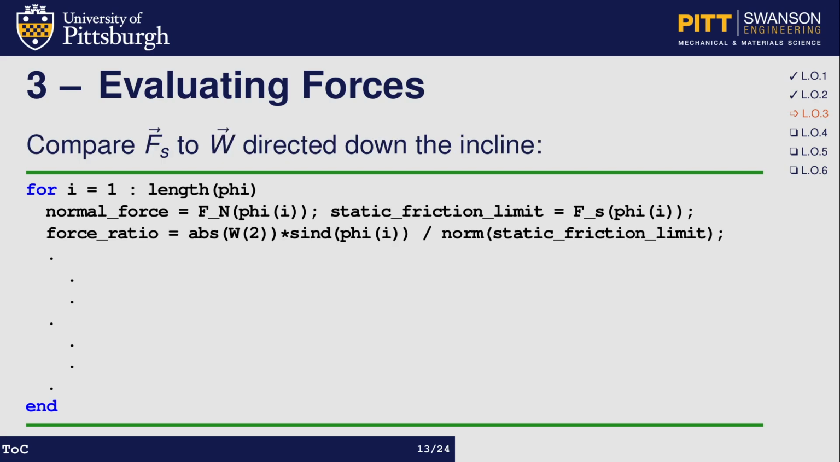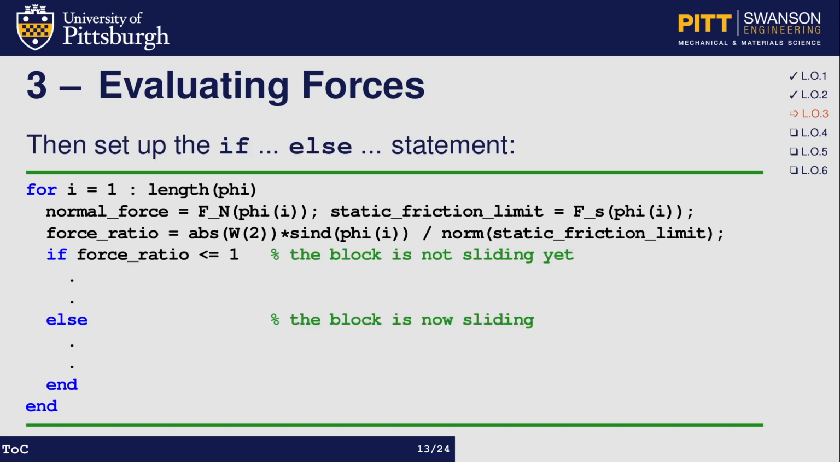To address that, we compare the force of the weight directed down the incline against the maximum static friction force, which is directed up the incline. This ratio tells us whether the block should slide or not. So we can set up an if statement here where the block remains stationary if the ratio we just calculated remains at or below 1.